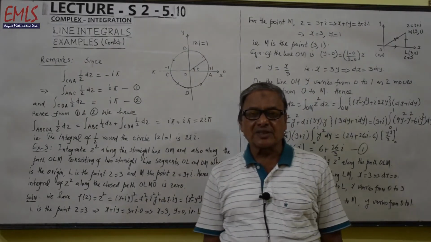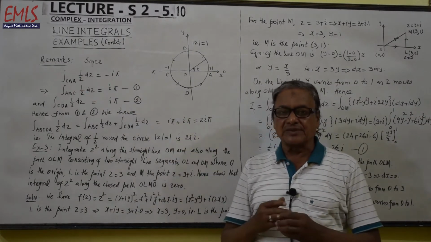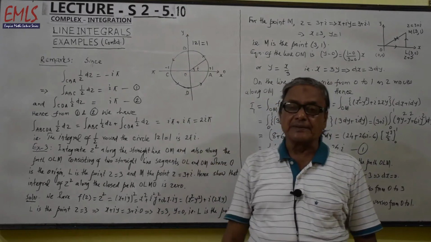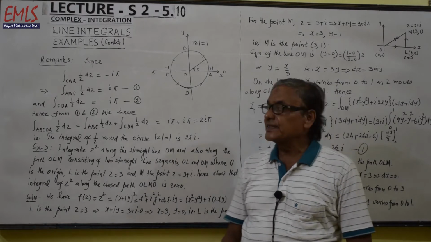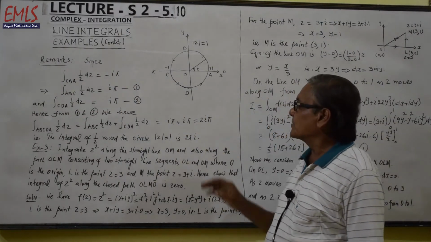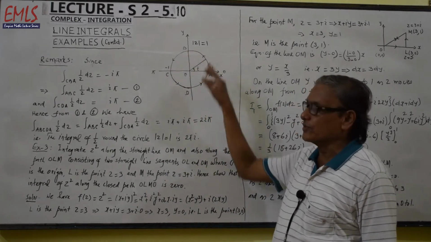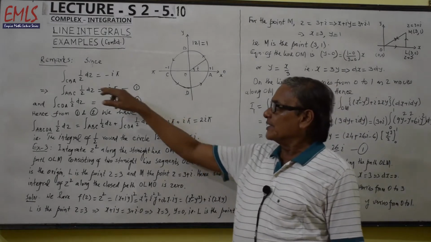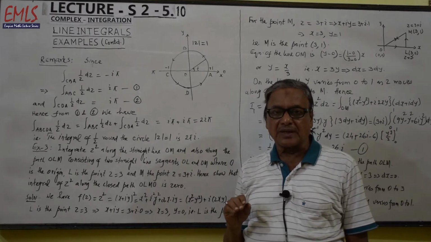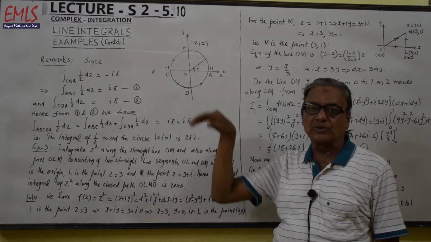Before going to the next example, we discussed remarks associated with the previous example, which we have already done in lecture 5.9. The problem was the integral of 1 by z along a semicircular arc of the circle given by mod z equal to 1. The integral of 1 by z along the semicircular arc is minus i pi or plus i pi, according as the semicircular arc lies above the real axis or below the real axis.